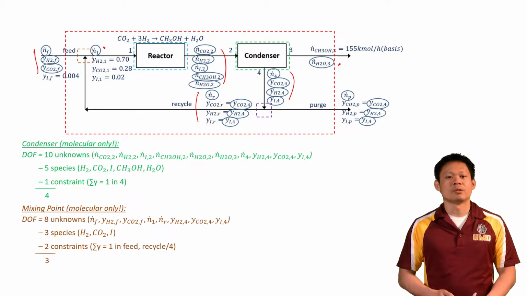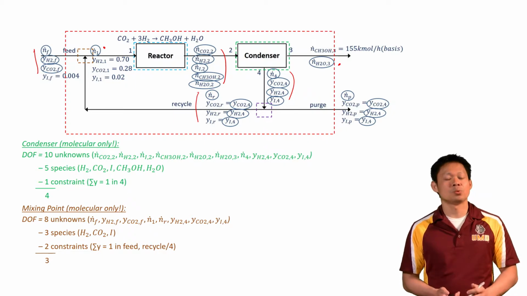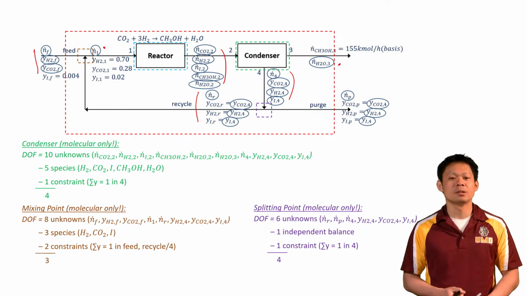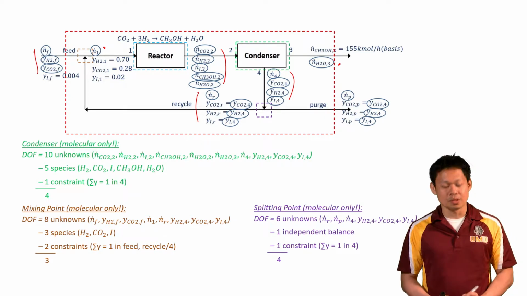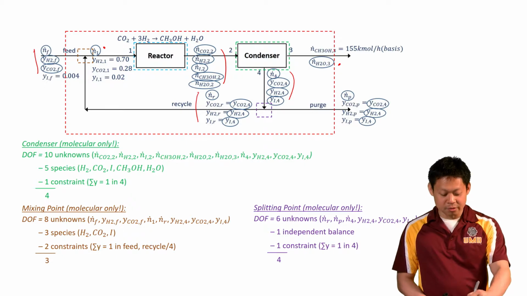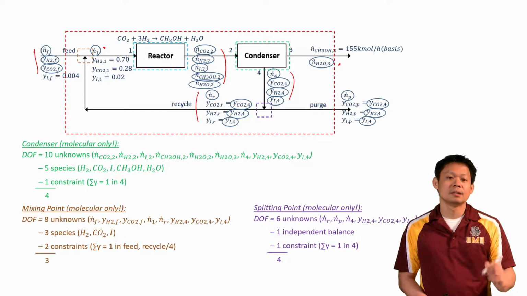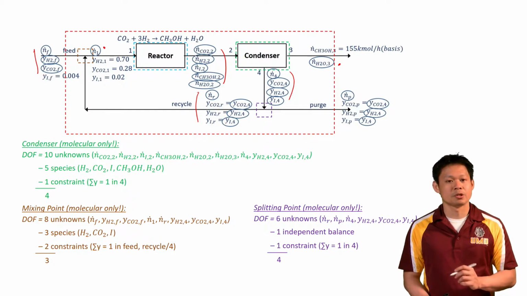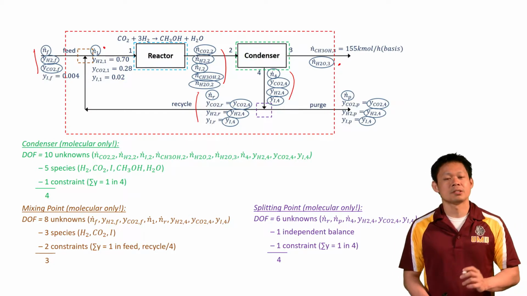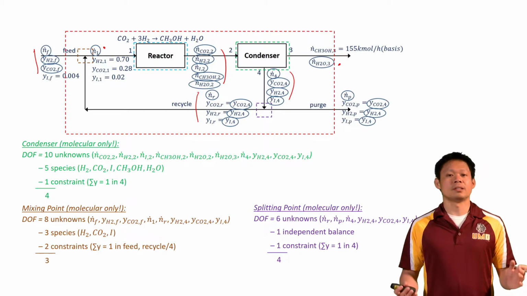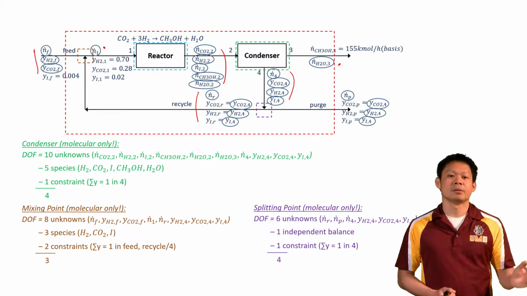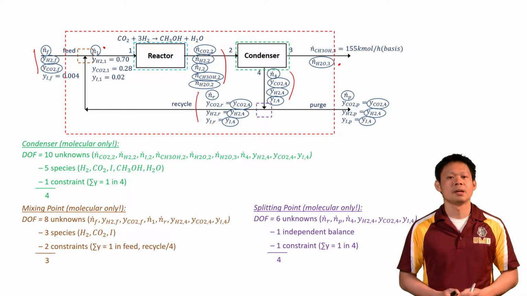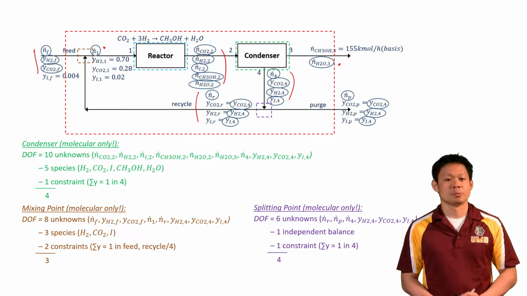All right, last one, our splitting point. Our splitting point is where our stream 4 splits into our recycle and our purge. So in this case, we have only 6 unknowns. You'll notice that in the streams of the recycle and the purge, I circled the mole fractions that are labeled as 4, not as the recycle or the purge. Because if you circle them as the recycle, you might triple count these mole fractions. When in actual fact, we already mentioned that because it's a splitting point, the compositions are the same, and so those mole fractions should be the same.